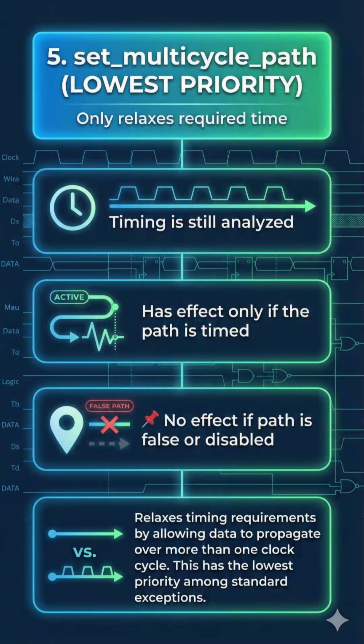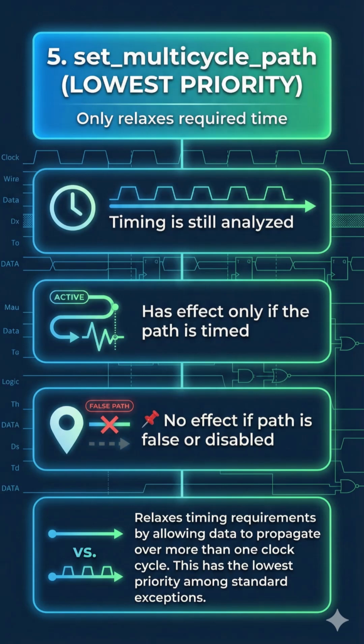Lowest priority, set_multicycle_path. At the bottom of the priority list is set_multicycle_path. Multicycle paths do not disable timing. They only relax the required time. PrimeTime still analyzes setup, hold, all timing checks. Multicycle constraints work only if the path is active and timed. If the path is false or disabled, multicycle has zero effect. That's why multicycle paths fail silently when high priority constraints exist.